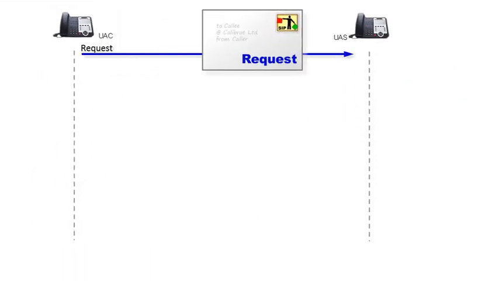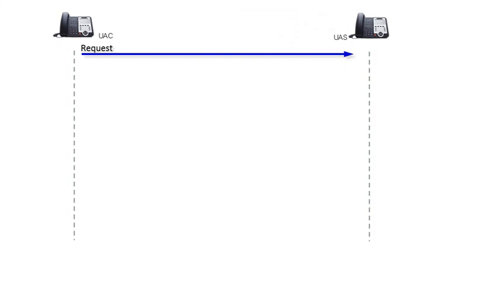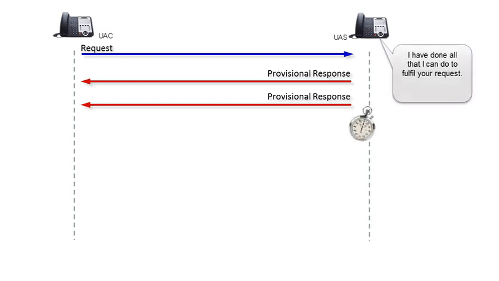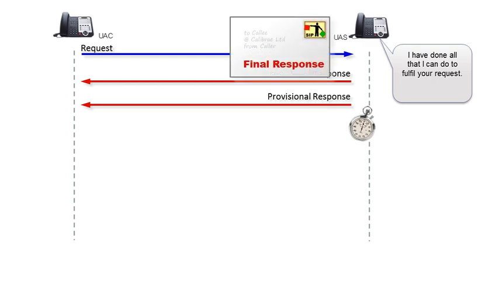Now, after receiving a request, a user agent server may well send back one or more provisional responses to report the request has been delivered reliably and perhaps that the phone is ringing. Remember, these are just updates that report progress. Sometime after, the downstream user agent will have done all that it can do to fulfill the request and will have something conclusive to report, perhaps positive, perhaps not. At this point, it issues some kind of final response, which, by definition, declares the transaction is concluded.